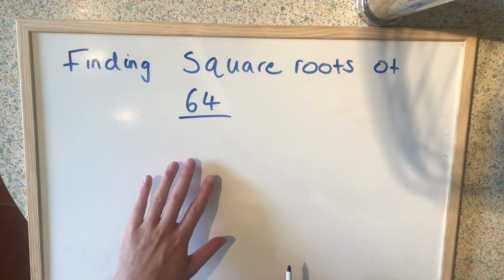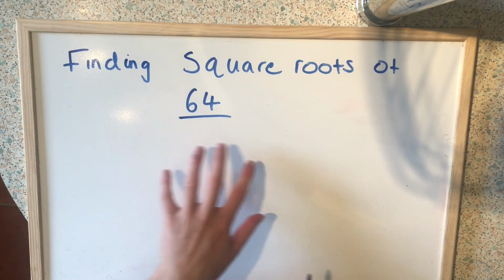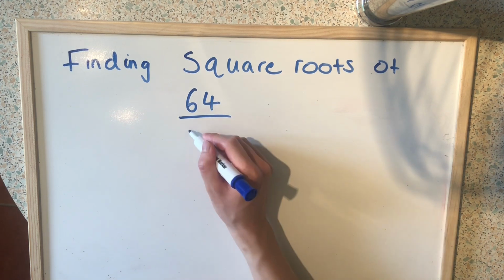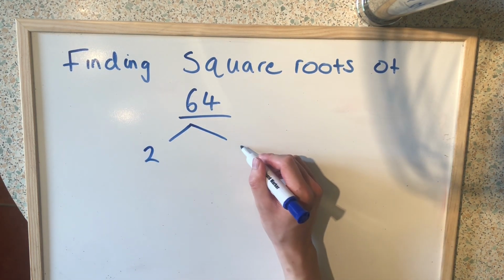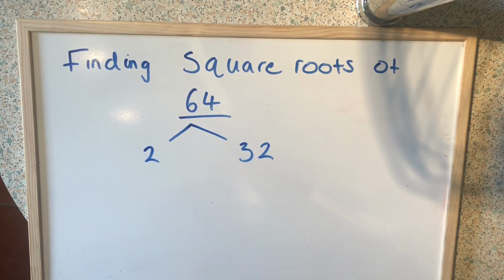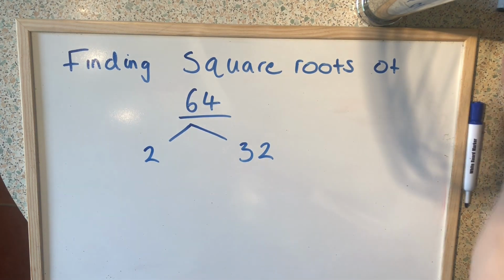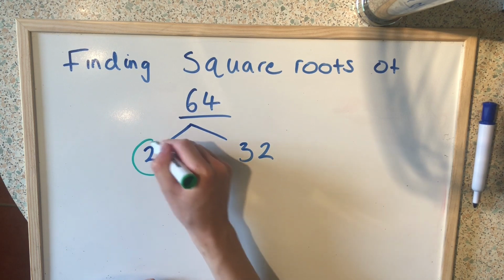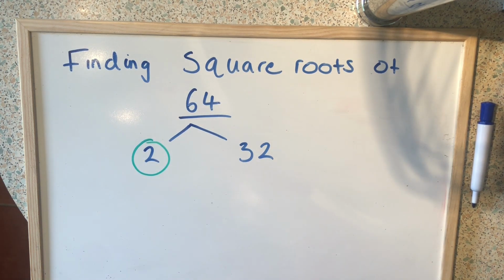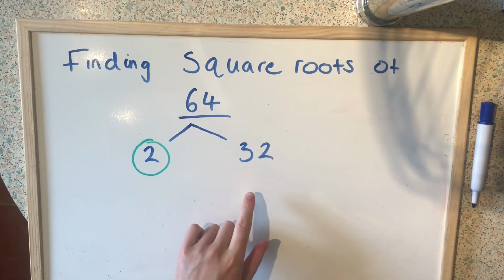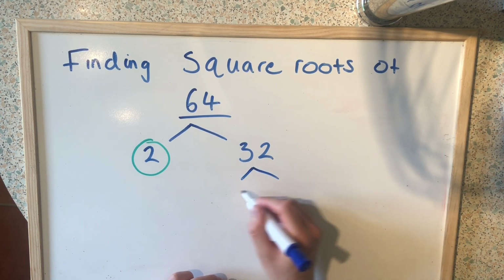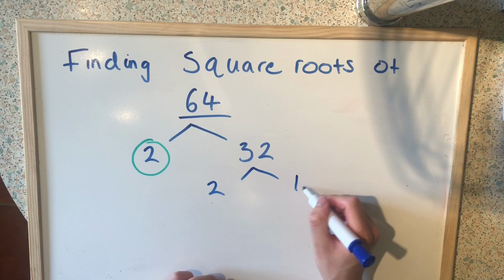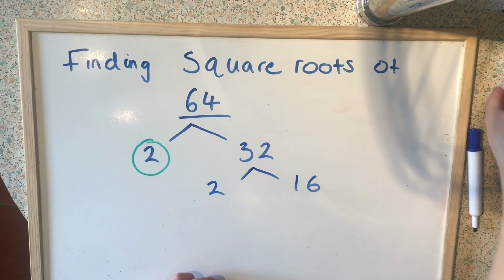So using prime factor trees, we're going to have two factors that times together to make 64. So we can say that is 2 and 32. We know 2 is prime, so we can circle 2. Now two factors that times together to make 32, well, you can halve that again. So you've got 2 and 16. So that's another 2, that's prime.